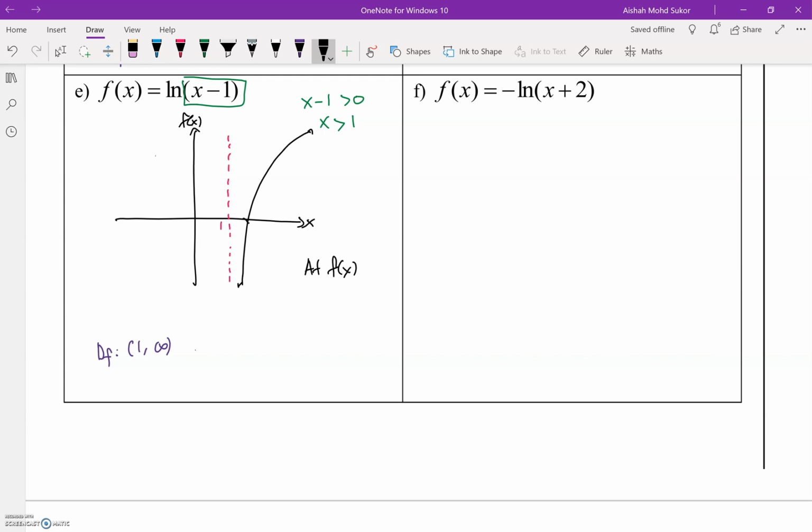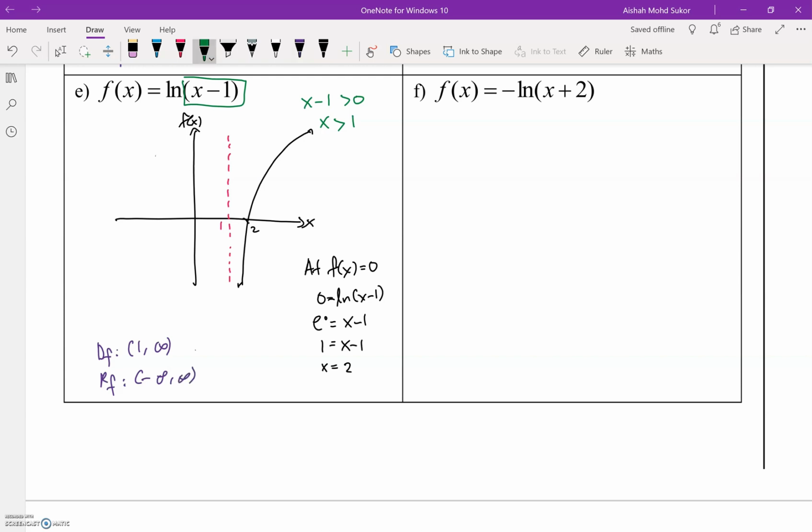At f(x) equal to 0, e^0 is equal to x minus 1, 1 is equal to x minus 1, and x will be equal to 2. So this is 2. So our range is negative infinity to infinity.